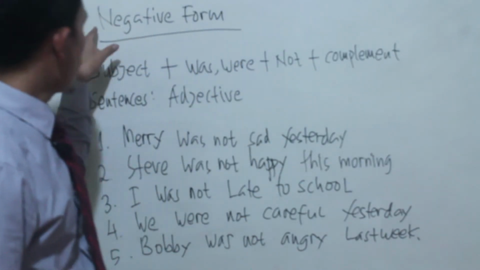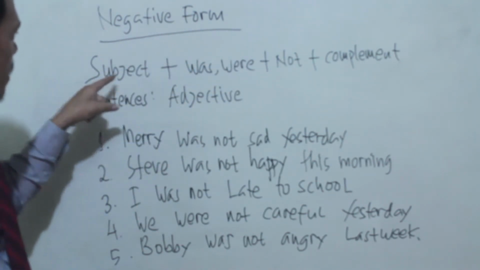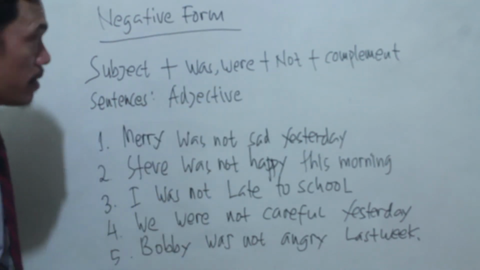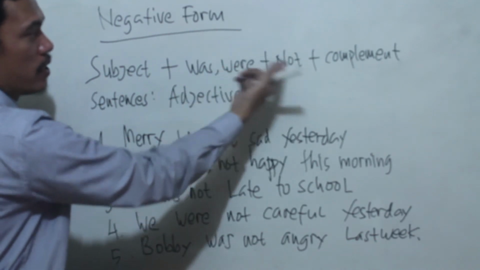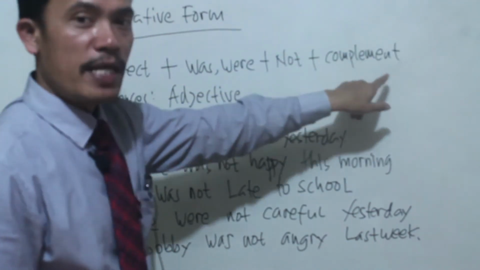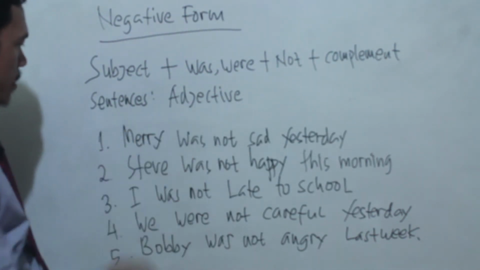Well, let's look at negative form. How is the formulation? The formulation is subject plus was or were plus not. So to make it negative, we just add not after be. Was not, were not. And then complement. The complement can be noun, can be adjective. Well, let's look at sentences using adjective.